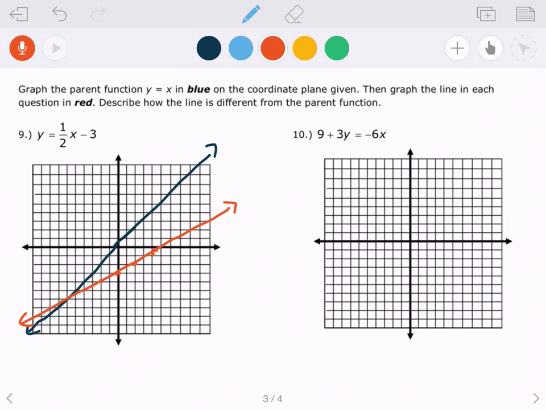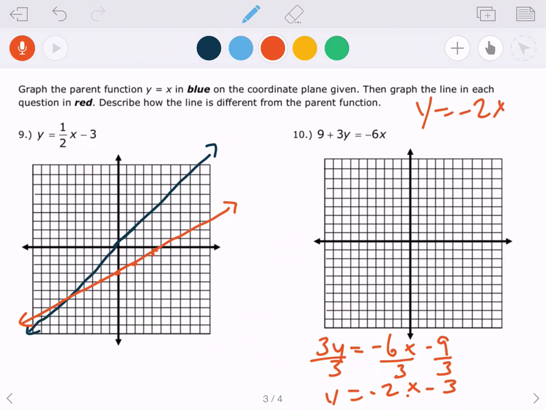Number 10 is actually not in slope-intercept form, so we're going to have to do a little bit of work to get it in slope-intercept. I'm going to start by subtracting 9 from both sides. And then I need to divide both sides by 3. So I have y equals negative 2x minus 3. That is my equation in slope-intercept form.